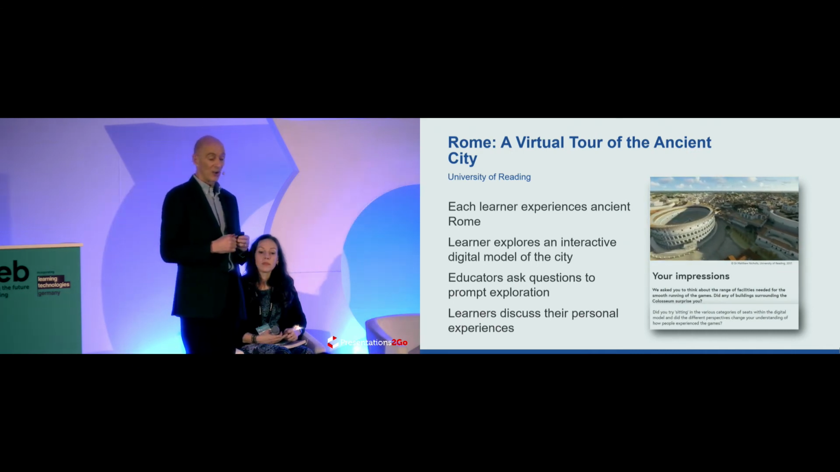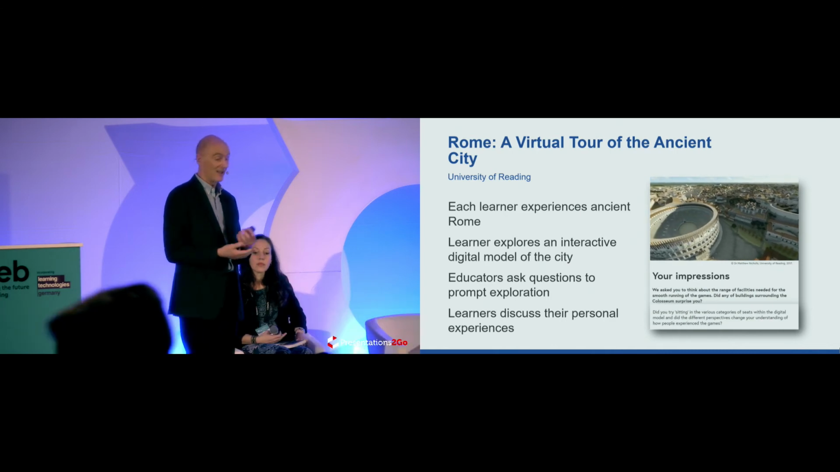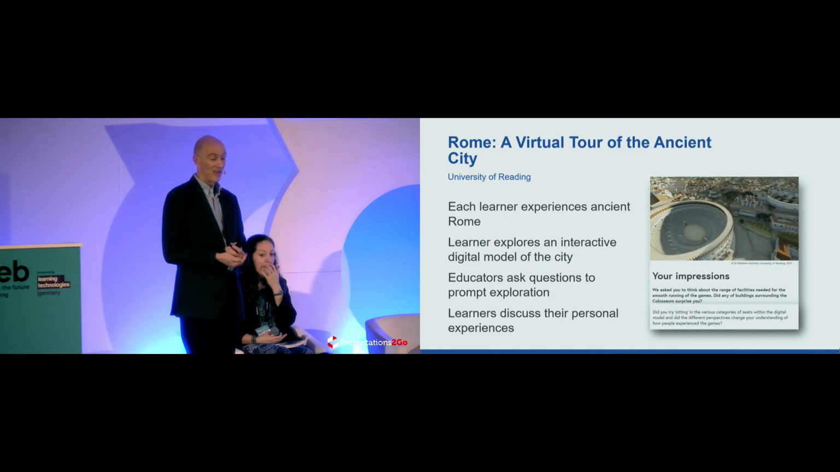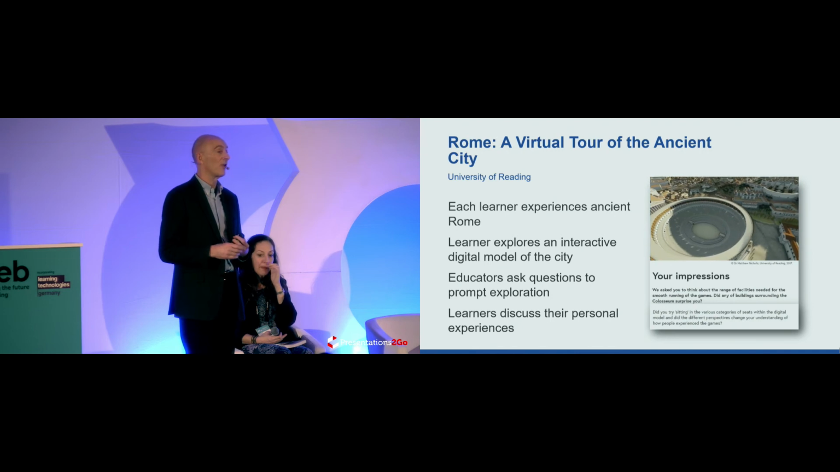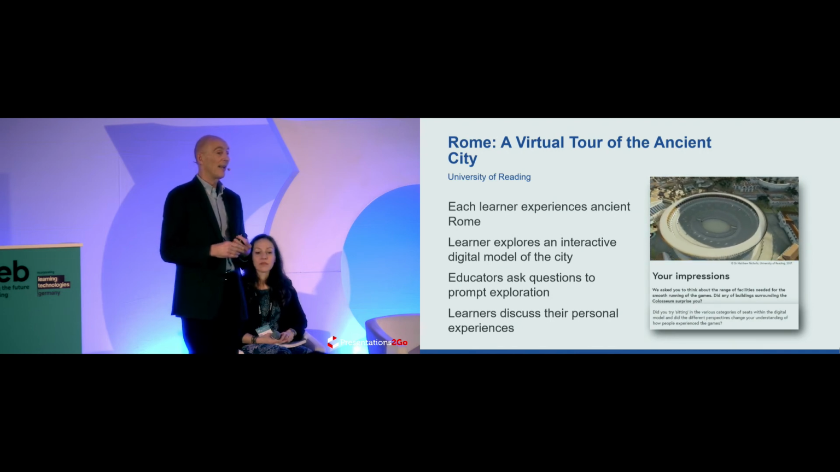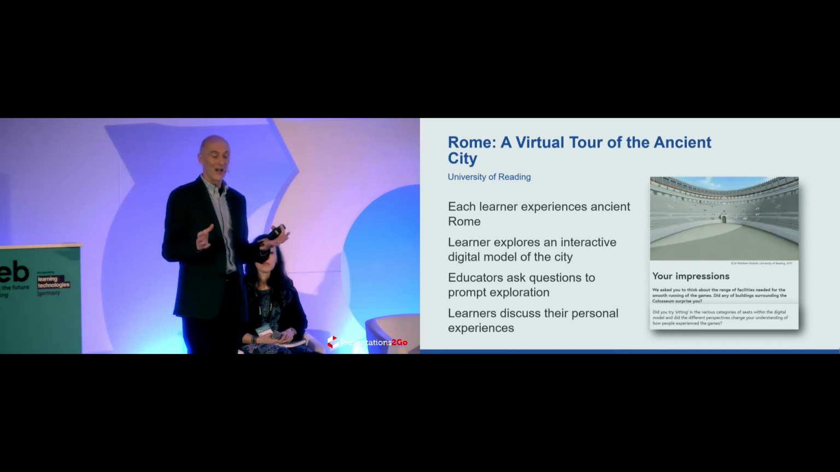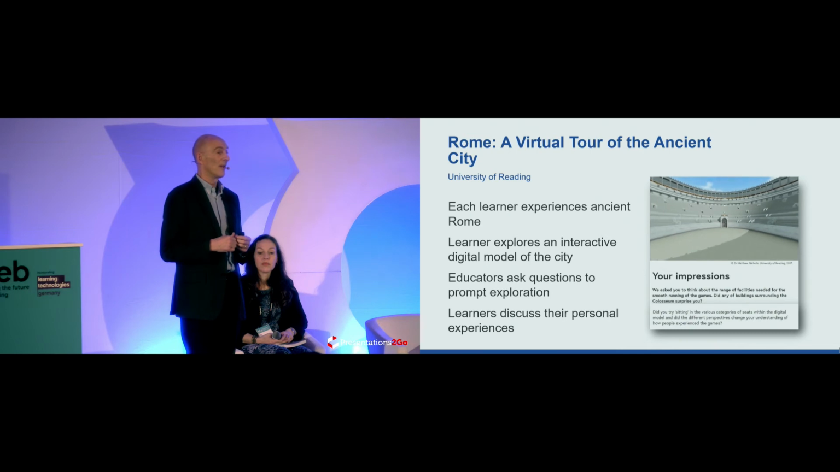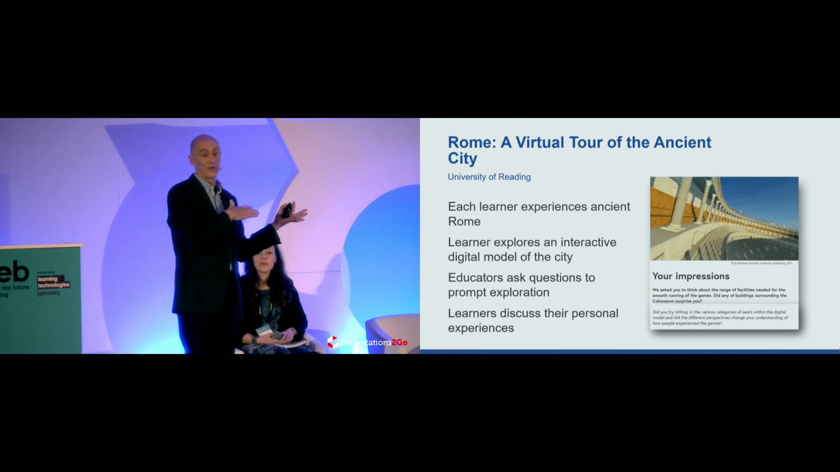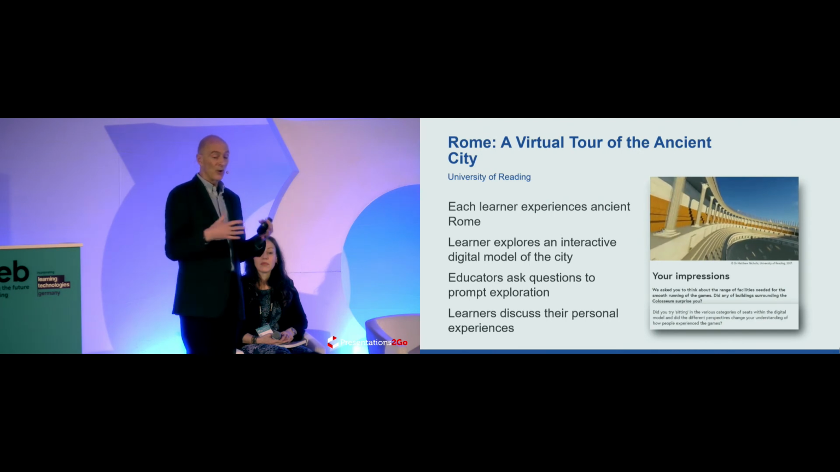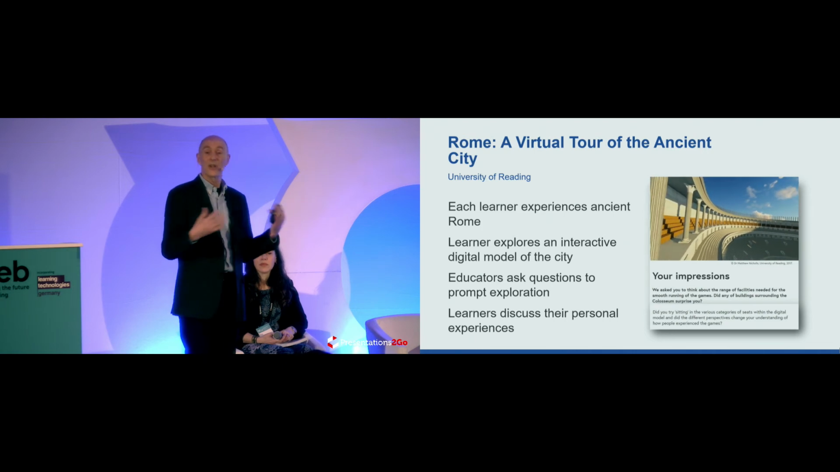So this is a course from the University of Reading on the FutureLearn platform. It's called Rome, a virtual tour of the ancient city. And it's the work of a senior academic who spent 10 years creating a virtual model of Rome. And in his model, and also when you join the course, you can not only view that model of ancient Rome, as you're seeing here, but you can interact with it.